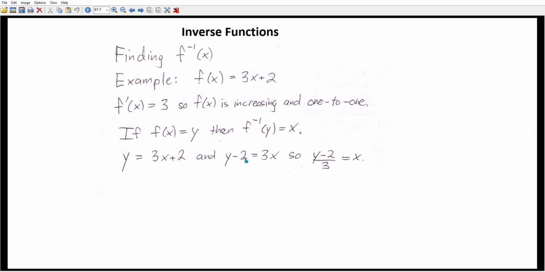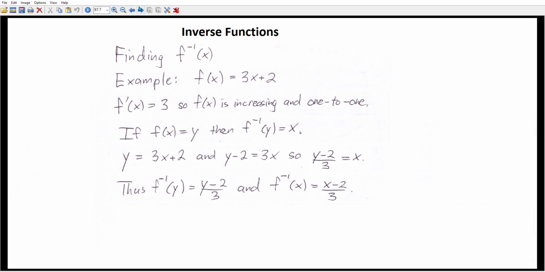We subtract 2 from both sides, and then we divide by 3, and we've got x equals y minus 2 over 3, and that should be f inverse of y. And if we want it to be f inverse for x, we just put in an x every place we see a y, and here is f inverse of x. Okay, so the process here is write down y equals f of x, solve for x, switch the x and y, and you've got f inverse of x.